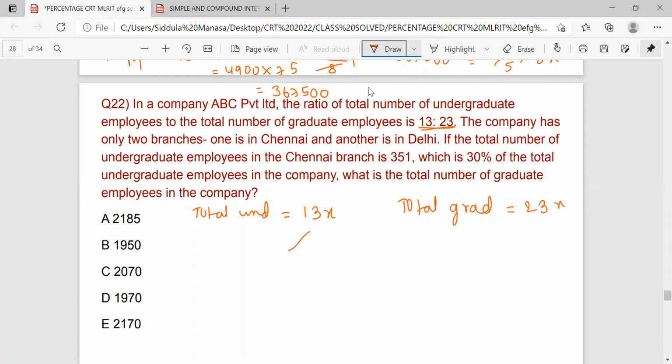Means undergraduates, some of them will be from Chennai and some of the undergraduates will be from Delhi. And from the total graduates also, some of them will be from Chennai and some of them will be from Delhi. So the total number of undergraduate employees in the Chennai branch is 351, which is 30% of the total undergraduate employees. So 30% of the total undergraduates is 351.